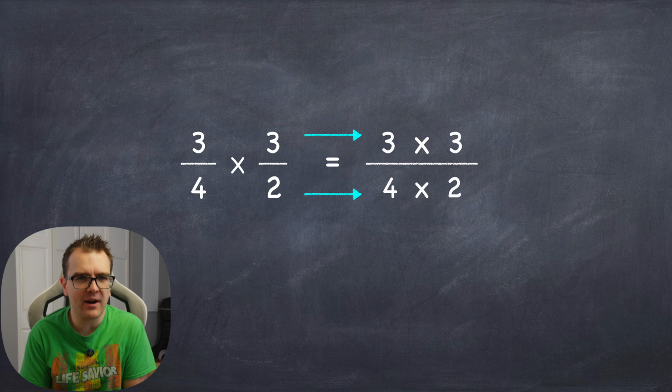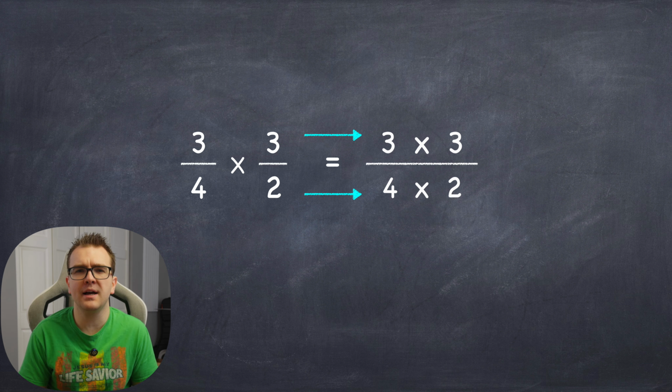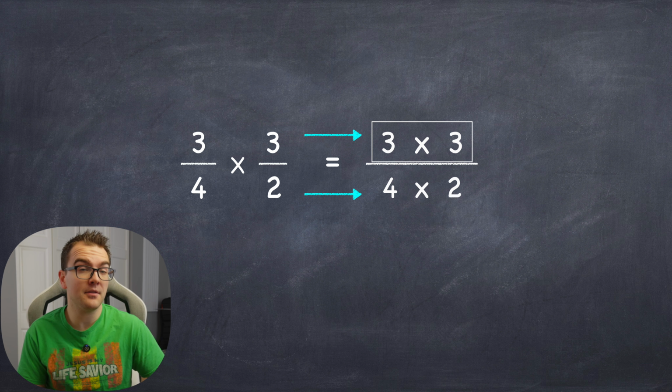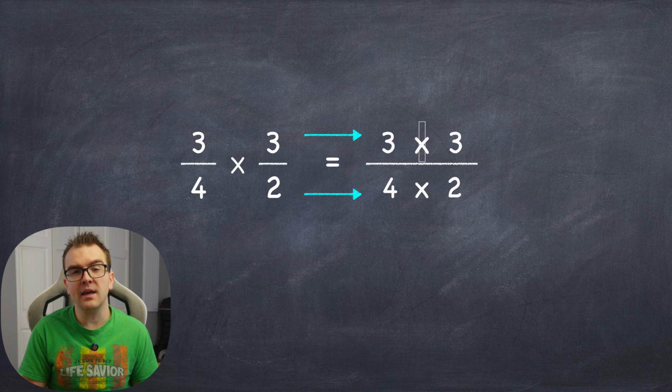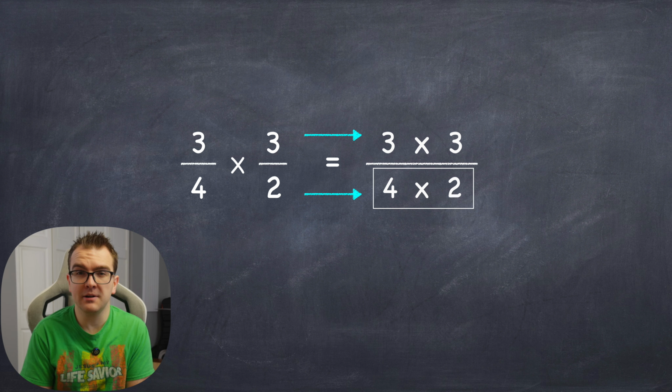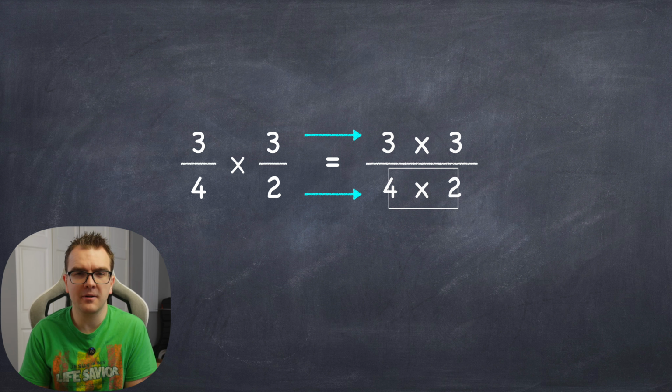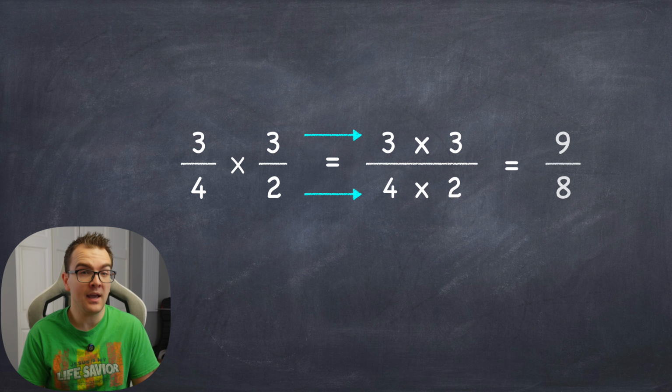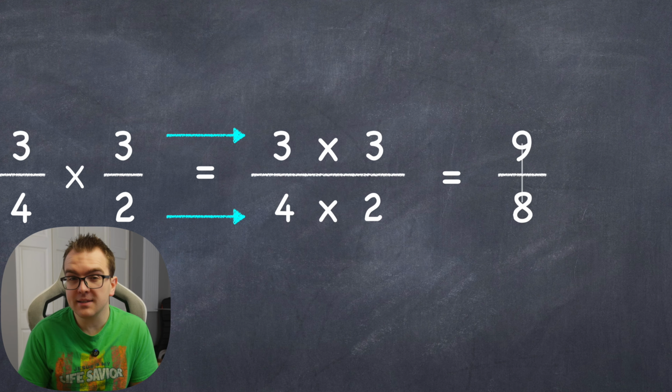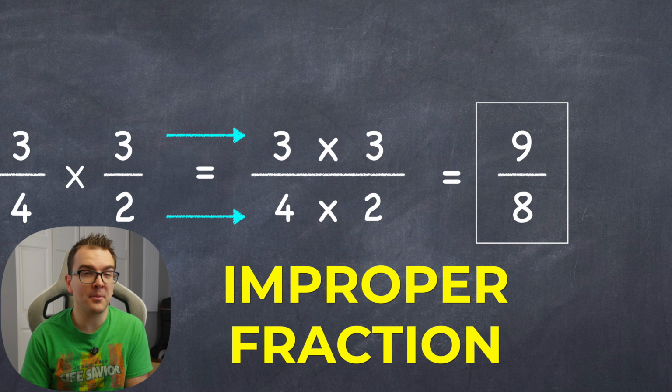Now, when multiplying fractions together like this, we multiply the top numbers together, or the numerators together, and then multiply the bottom numbers together, or the denominators together. Our answer is 9/8. Now, this is what's known as an improper fraction.